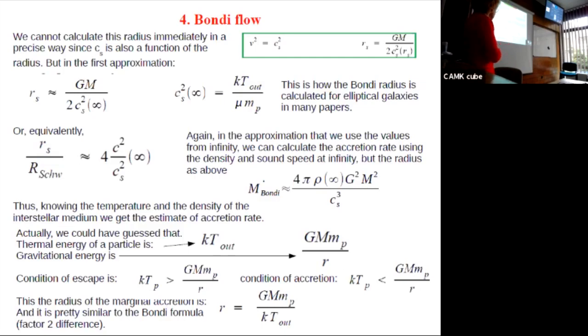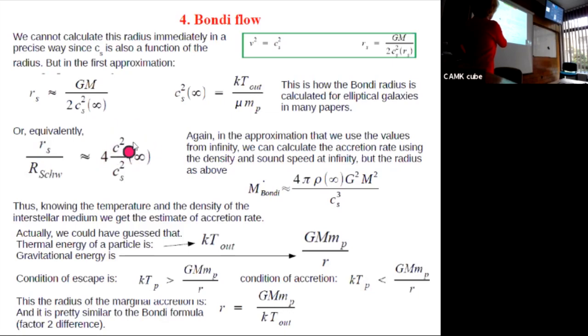Okay. But before we go to the flow topology, which I will show you in a moment, we will estimate where this Bondi radius is, because it's important to know whether this thing is of interest or not. We didn't solve the whole problem yet, but we can say that sound speed does not change that much in the flow. So we can calculate the sound speed using the external conditions, the asymptotic value of the temperature. Then you can calculate the Bondi radius using this temperature.